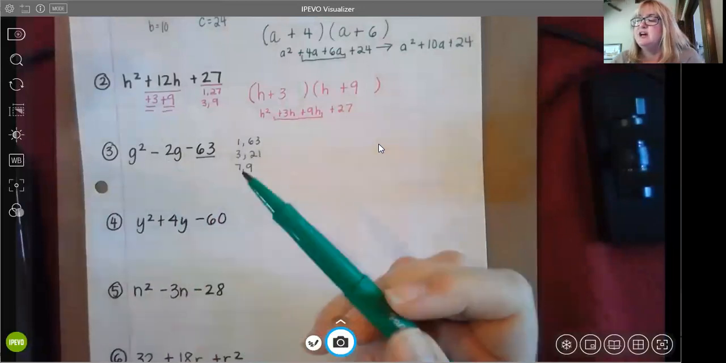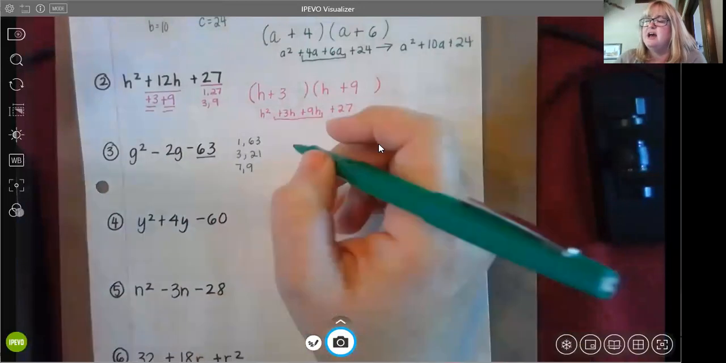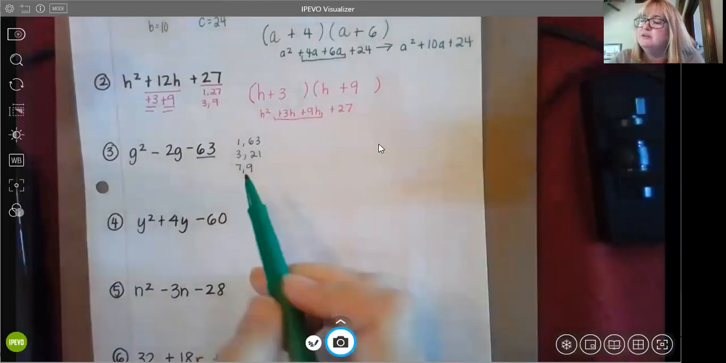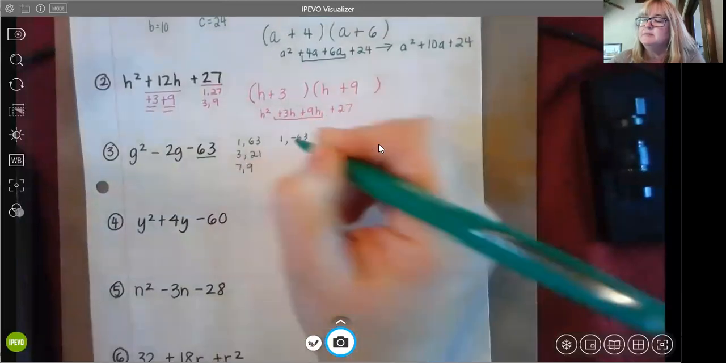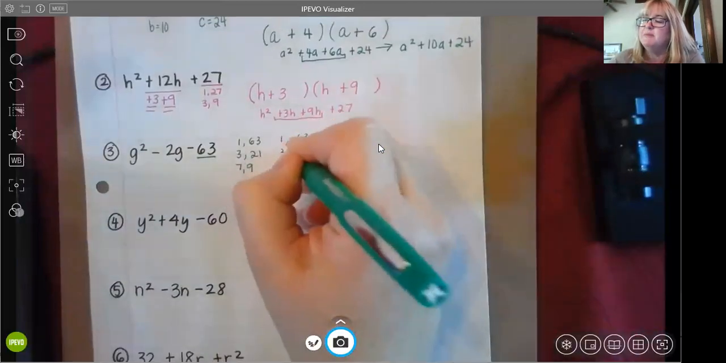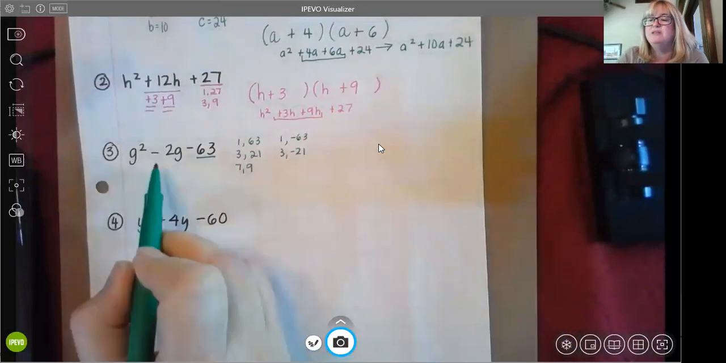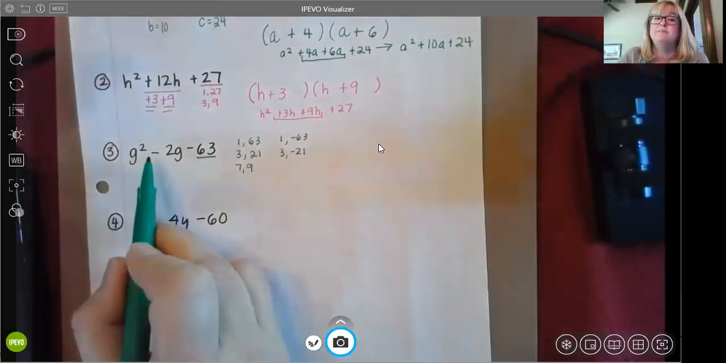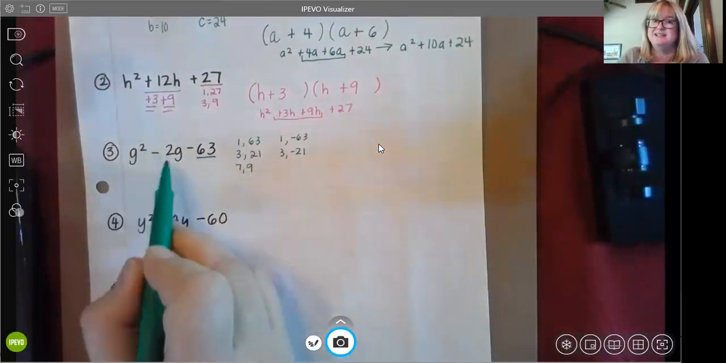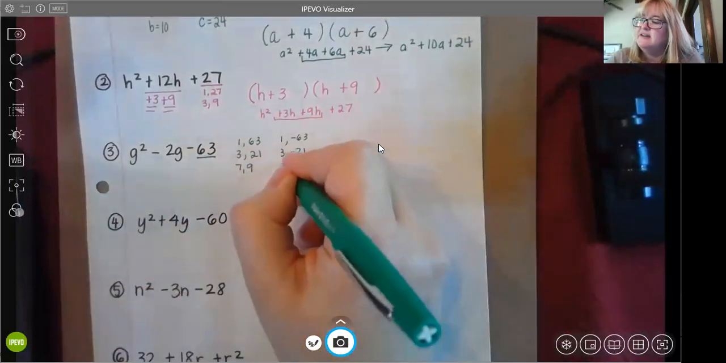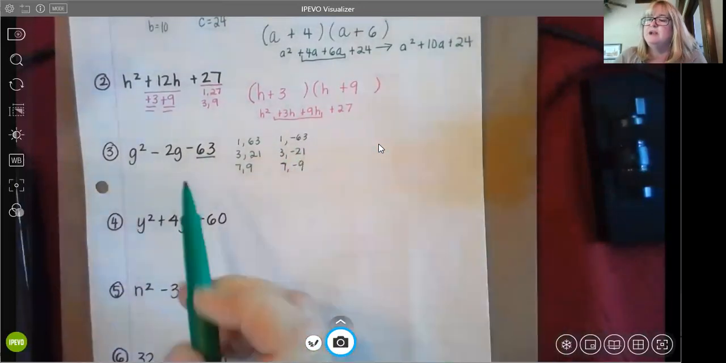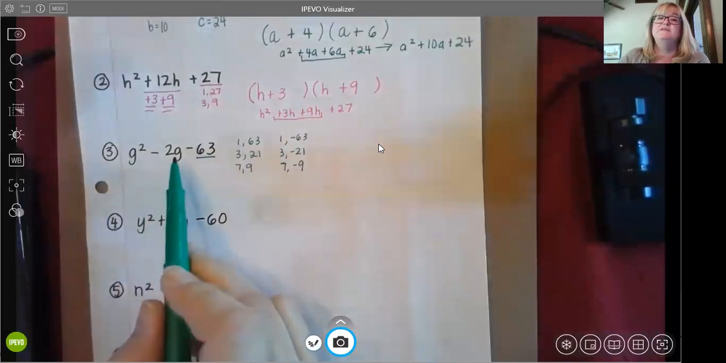Okay, so what could I do? I could do 1 and negative 63. 3 and negative 21, I'm making my bigger one negative. I know the bigger one has to be negative because when I combine them, B is negative. All right, and then 7 and negative 9. Now when I combine them, I need to get negative 2.